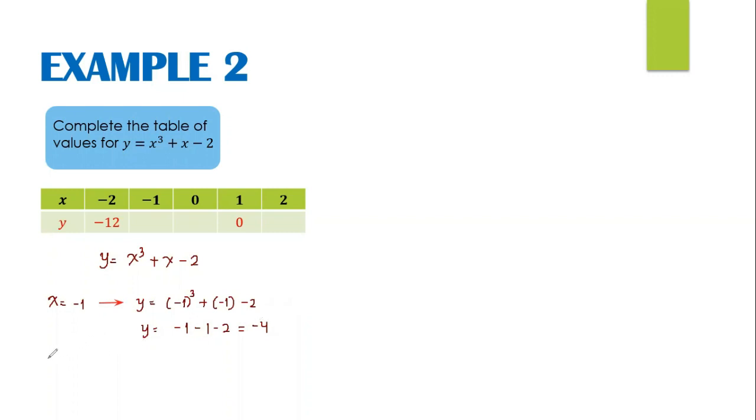Okay, next. When x equals 0, by using the same formula, you just copy the method here. Okay, students, you can find the value of y: y equals 0 cubed plus 0 minus 2. We got -2. Very easy, right? And then when x equals 2, y equals 2 cubed plus 2 minus 2.